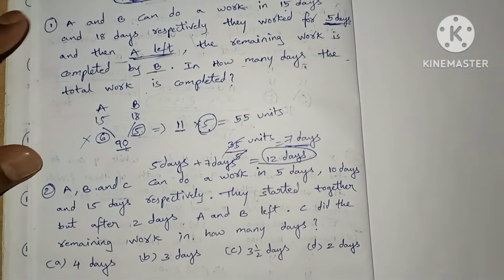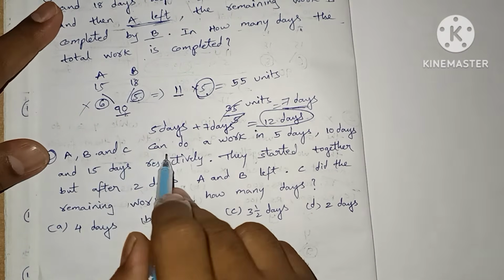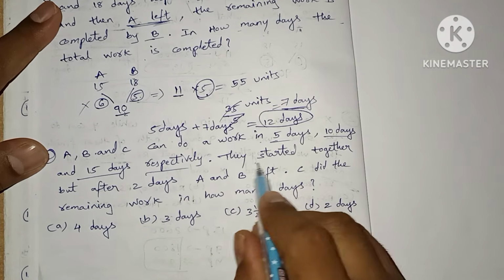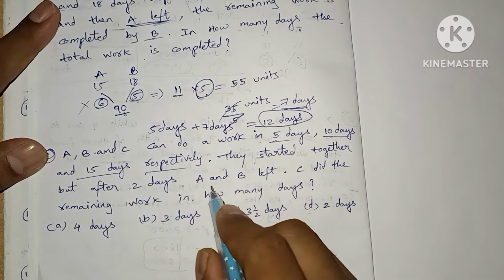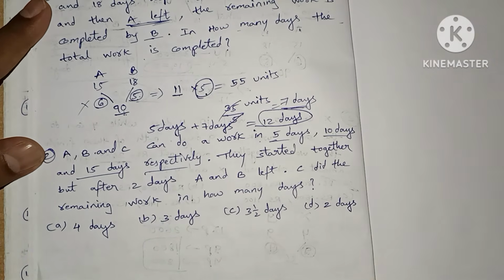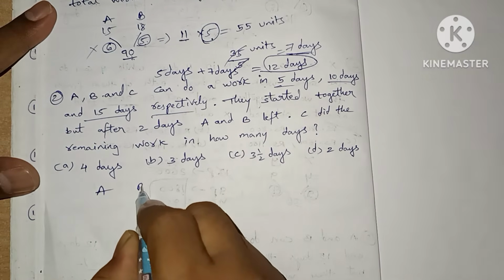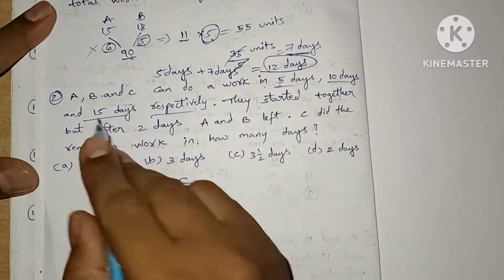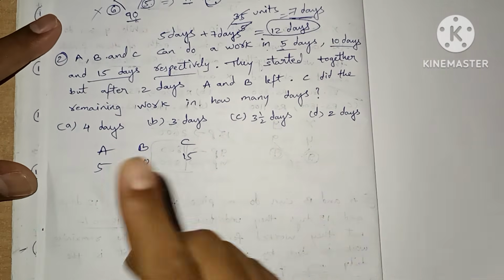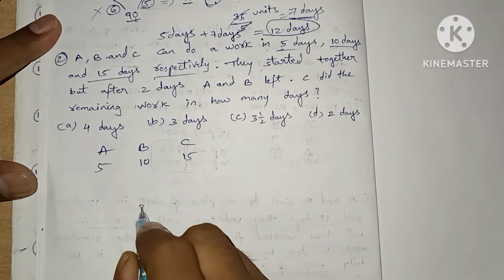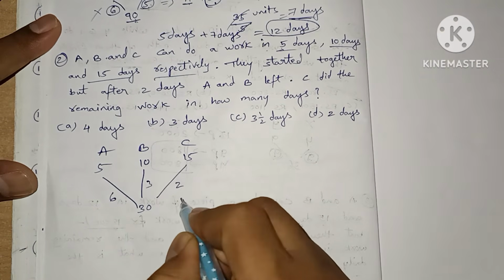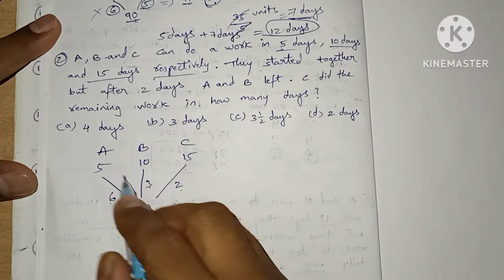Now let's see one more question. A, B and C can do a work in 5 days, 10 days and 15 days respectively. They started together, but after 2 days A and B left. C did the remaining work in how many days? First, A, B and C take 5, 10 and 15 days. Let's take the LCM. The LCM of all these three is 30. 5, 6 times, 10, 3 times and 15, 2 times. These are the efficiencies of each one.